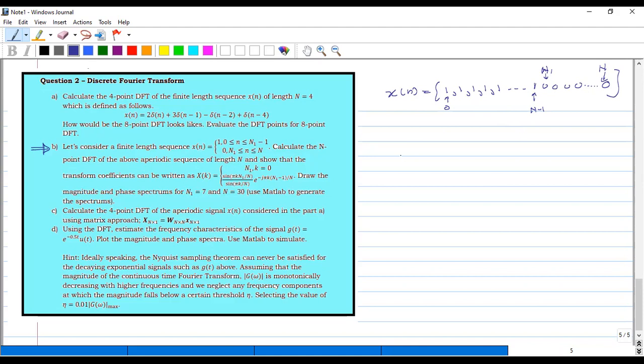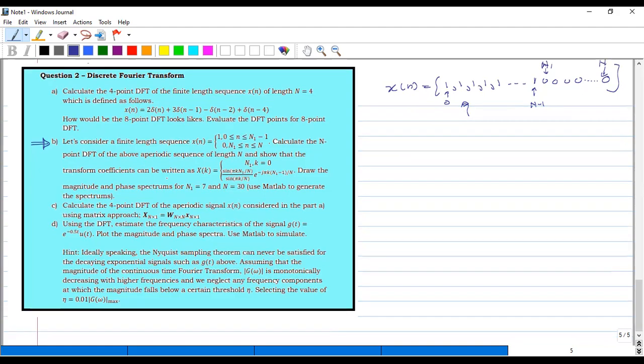So these are our time sequence, so we have a finite length sequence. Now you have to calculate the N-point DFT. So this is a standard question, I think. So we have to calculate the DFT, the N-point DFT.